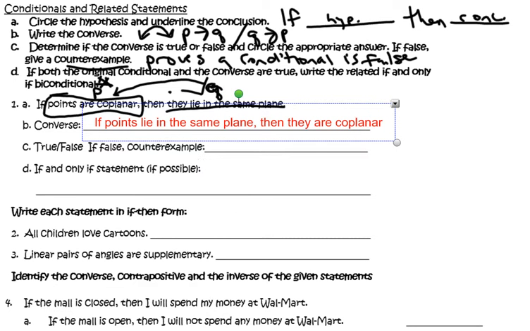So we took our P and we brought it to the back. So points being coplanar is our P. We took our Q and we brought it to the front. Points lying in the same plane. So now it reads Q then P.